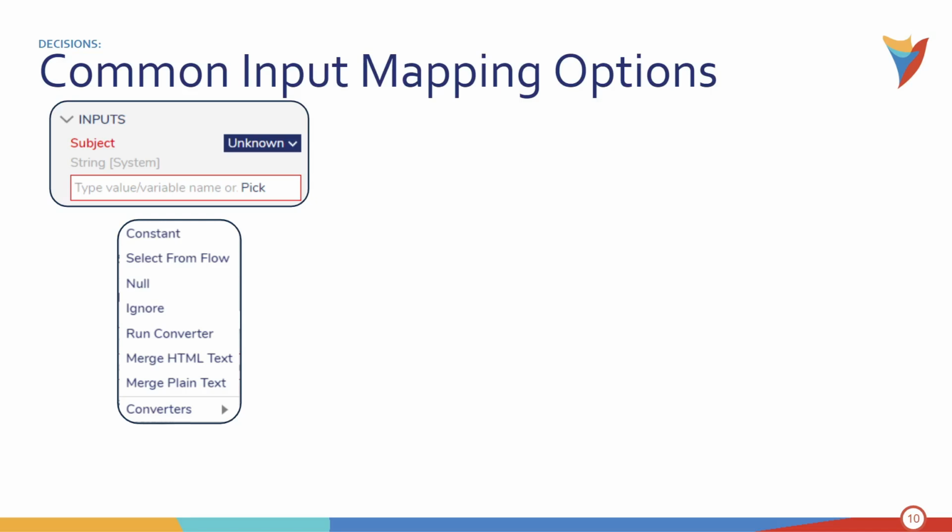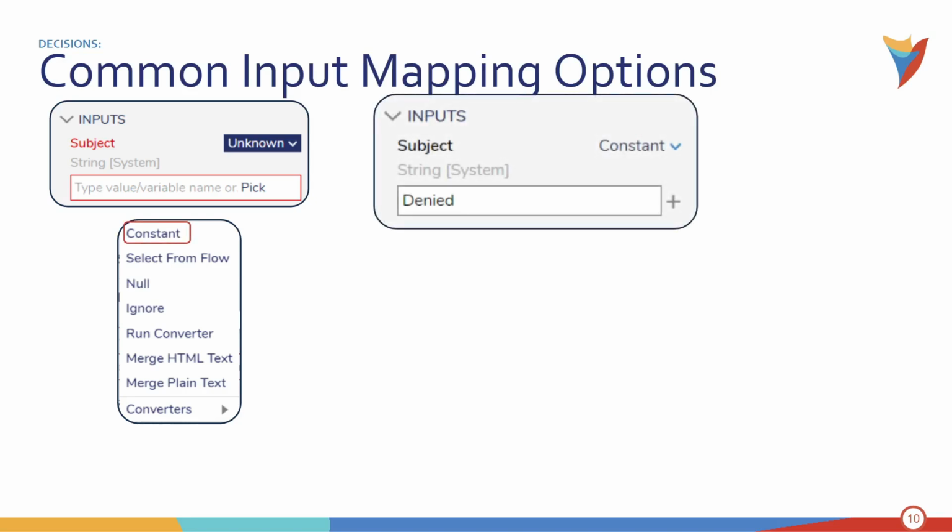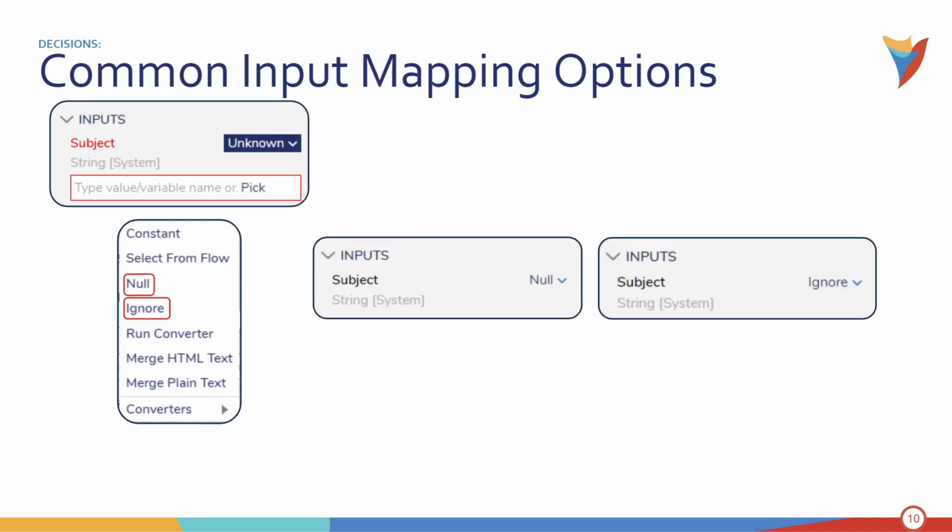Now let's look at each of the options for mapping inputs on a step. We have already discussed a few of these, but we will briefly review them as we reach the options and see how they look in the designer. The first is constant, which is a static value that will not change. Then we have select from flow, which allows you to select data as an input from available data at that point in the flow. Null is a placeholder corresponding to nothing, while ignore will tell the flow that the input is not needed at this time. It will pass in an empty value, unlike the null setting.